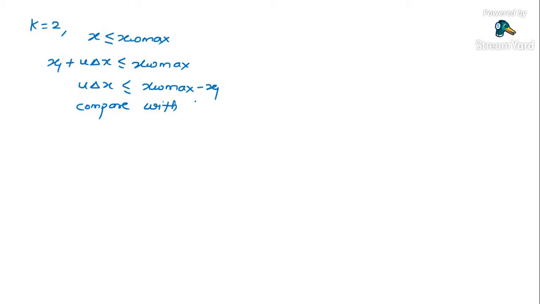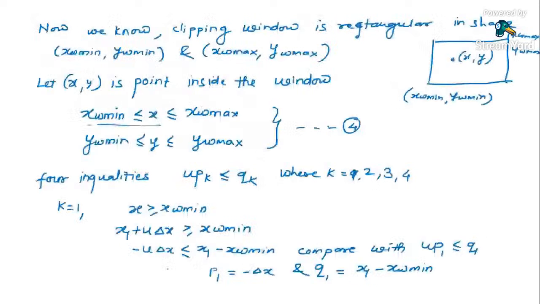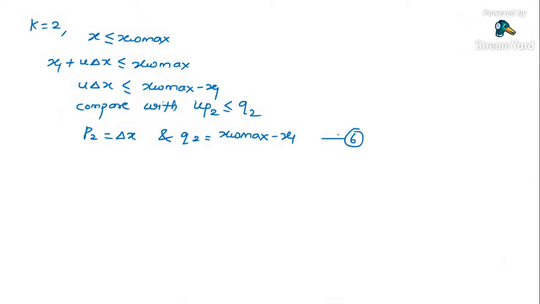Now compare with it. Whenever k is equal to 2, it is u p2 less than or equal to q2, correct? u p2 less than or equal to q2. Now compare with this. So p2 is equal to what? Delta x. And what is q2? q2 is equal to xw max minus x1. So this is nothing but equation number 5, and this is equation number 6. Those quantities you must remember.